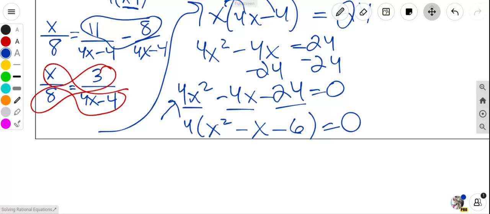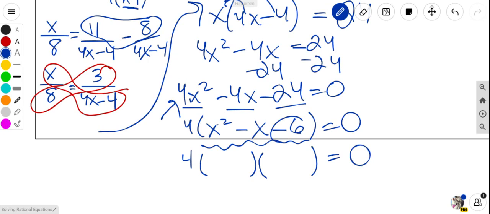Then from here, we have a trinomial. So right here, what's left over in the parentheses is a trinomial. So now we can factor that into two binomials. So we want numbers that multiply to negative 6 and add to negative 1, which is going to be negative 3 and positive 2.